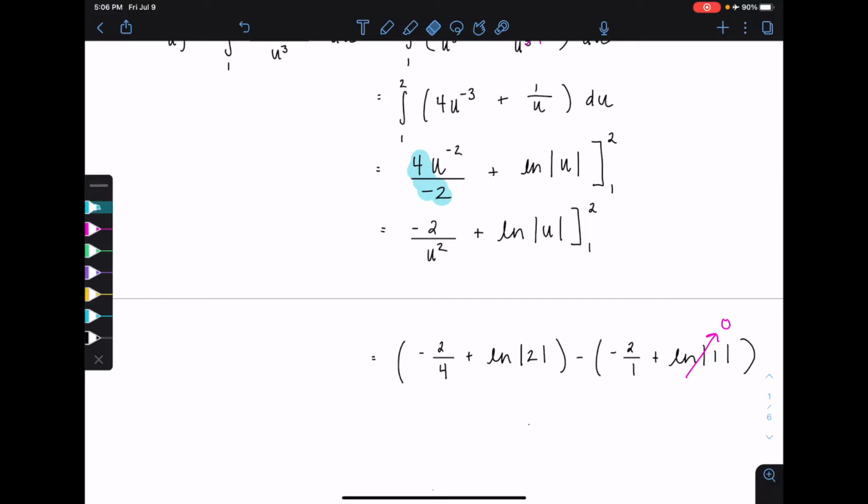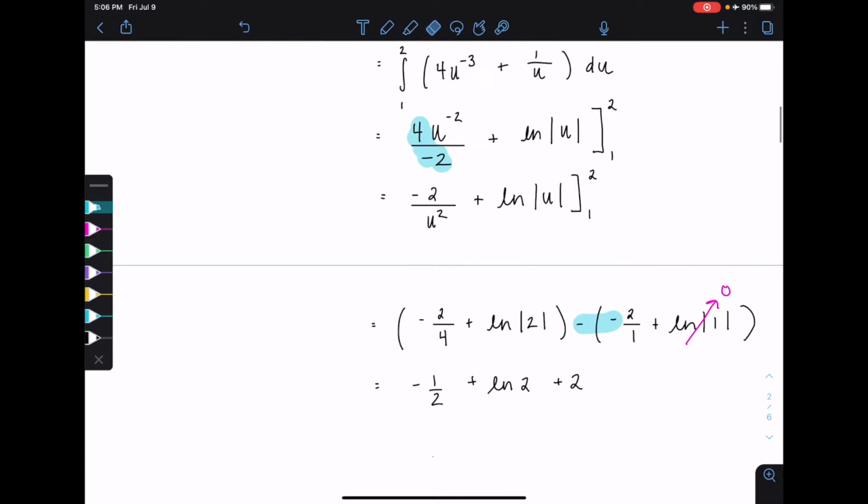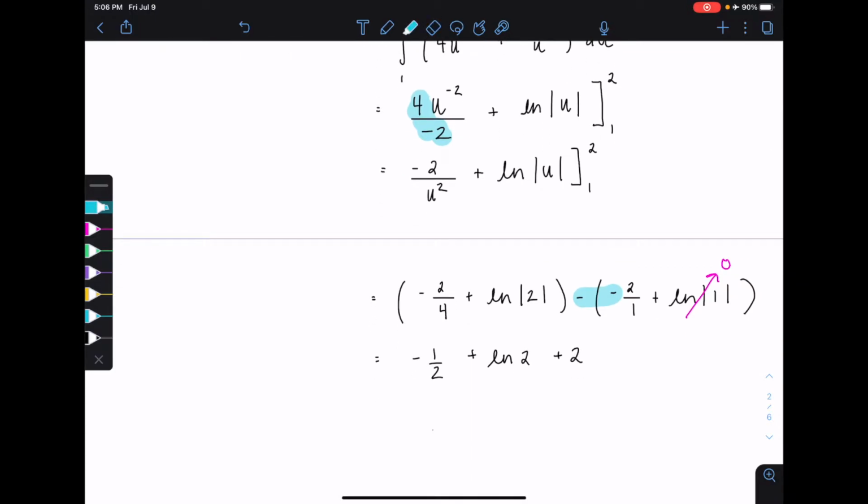Then if we go ahead and simplify this, -2 over 4 is -1/2 plus the natural log of 2. And then we've got this minus here. So that cancels out and we get a plus 2. If you do want to simplify this, -1/2 plus 2 is going to be 1.5. So that gives us 3/2 plus the natural log of 2. You can notice here, I've got absolute value of 2, but 2 is positive. So you absolutely can drop it at that point because the inside argument is positive.